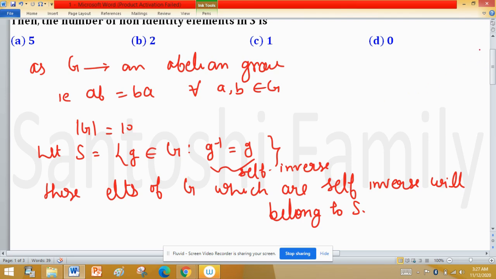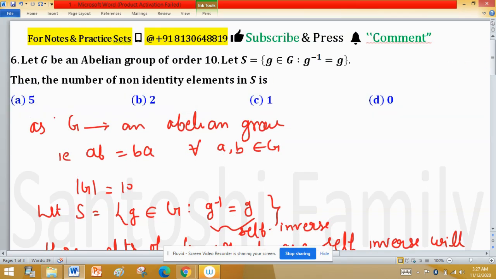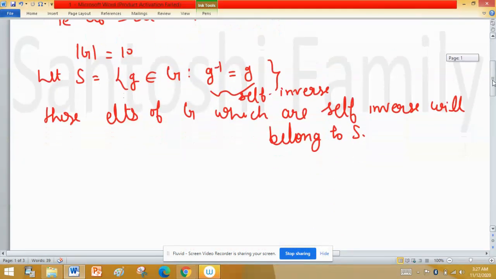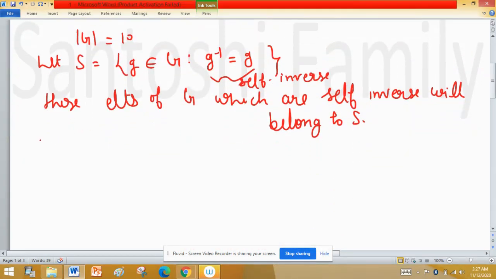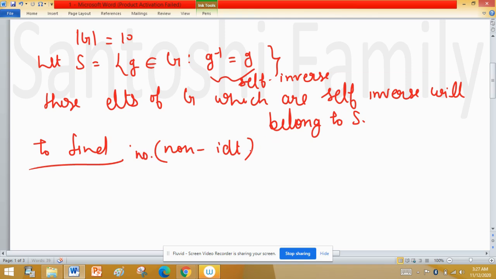Now we have to find the number of non-identity elements in S. To find the number of non-identity elements of S, we have to find.